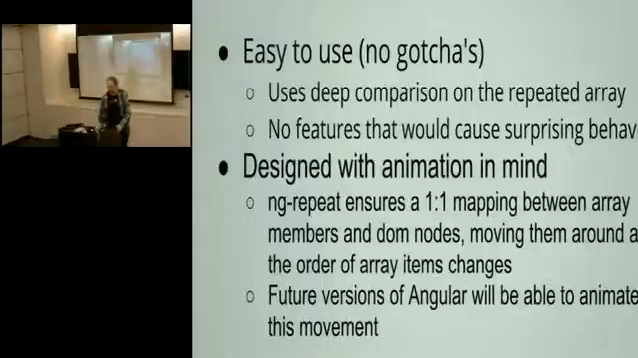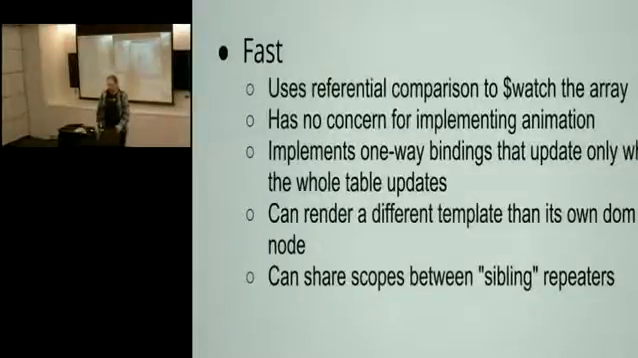All right, so contrast with stable repeat. I use referential comparison when I'm watching the array. That means all it does is compare the reference. If the array reference changes, it updates. If you modify the contents of the array, it doesn't notice. It has no concern for implementing animation, so I don't need to worry about a one-to-one mapping between DOM nodes and data. I just need there to be DOM nodes at all.